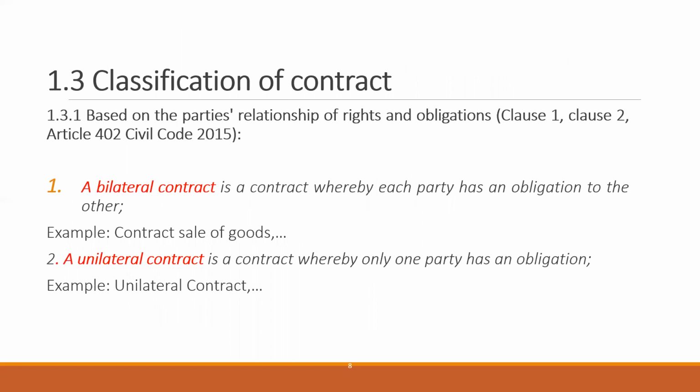Classification of contract. Under Article 402 of the Civil Code 2015, we have the bilateral contract and the unilateral contract. A bilateral contract is a contract where each party has an obligation to the other. Example, a contract for sale of goods. A unilateral contract is a contract whereby only one party has an obligation. Example, a unilateral contract.